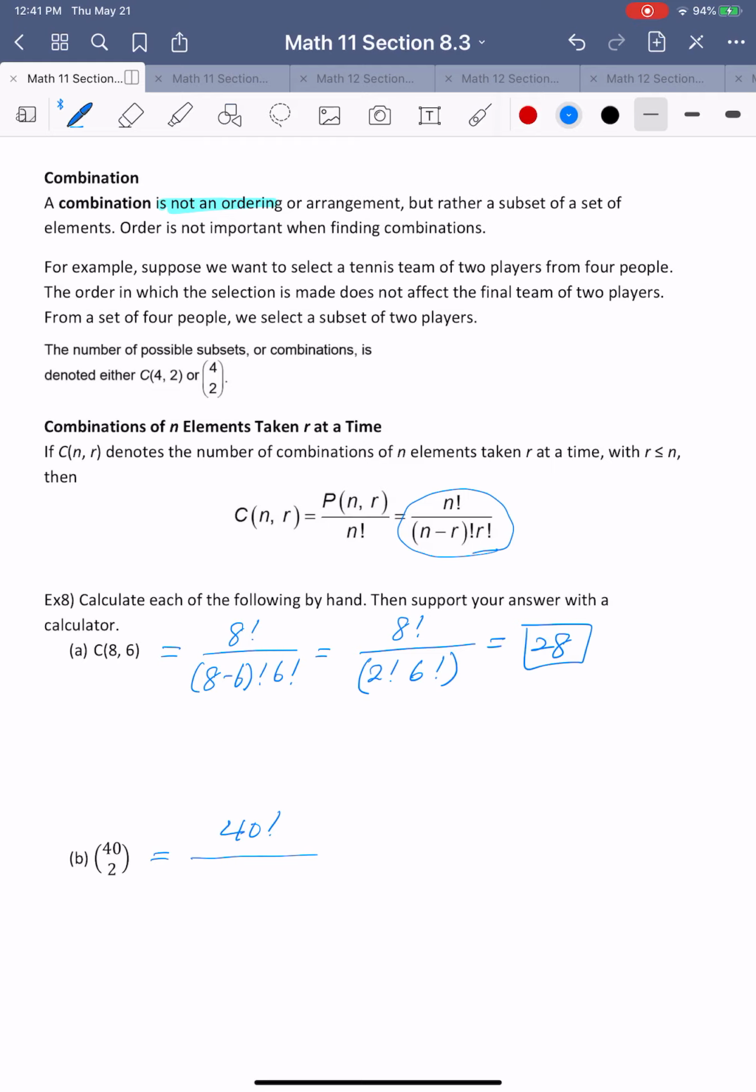40 factorial over 40 minus 2 factorial. So far this is a permutation, right? But also dividing by 2 factorial makes it a combination, which is 40 factorial over 38 factorial times 2 factorial. You get 780.